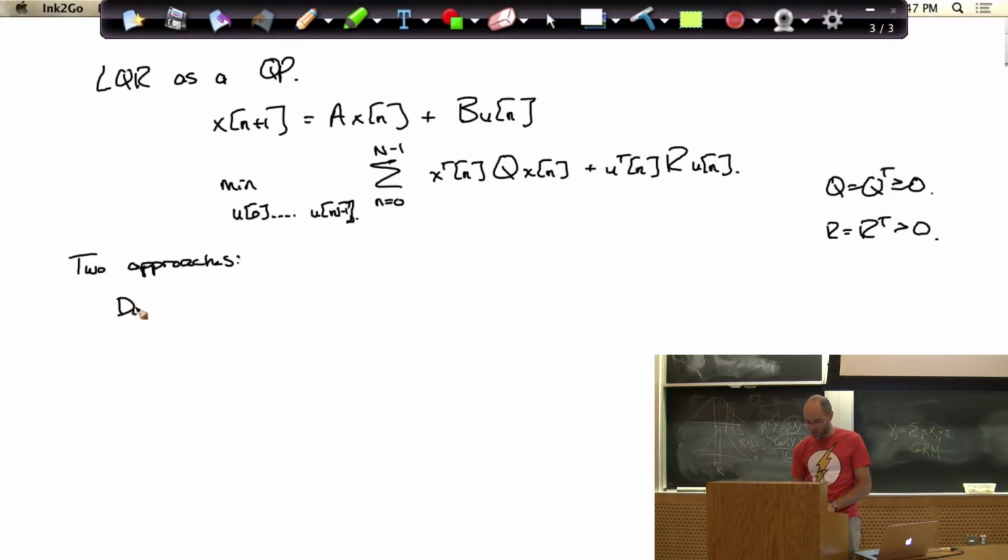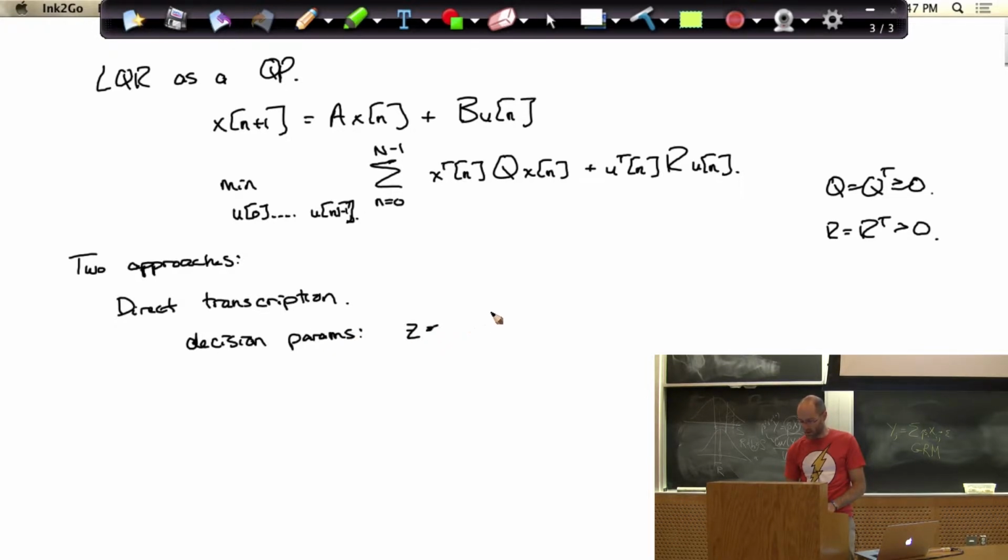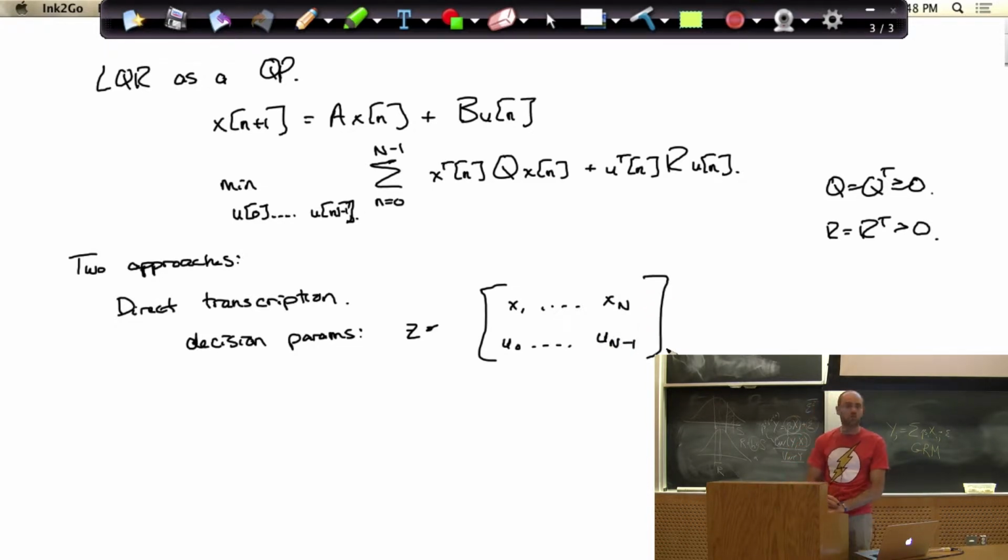So I could do the direct transcription. I'll choose my decision parameters. I was calling them z on the other slide, but I'll do x0, I'm sorry, x1. x0 is given. To xn, and u0 to un minus 1, be my decision parameters.